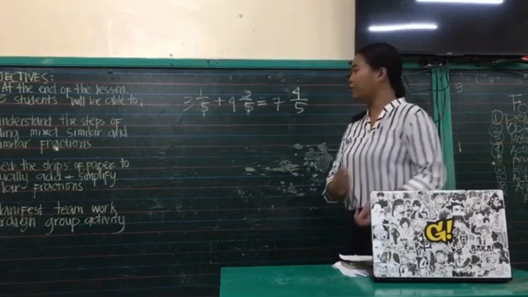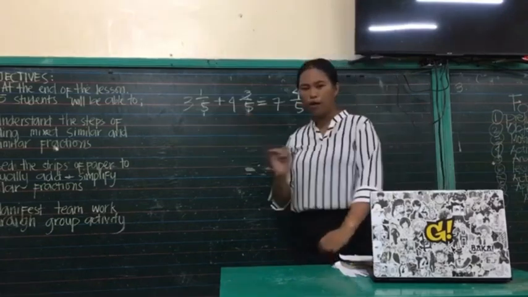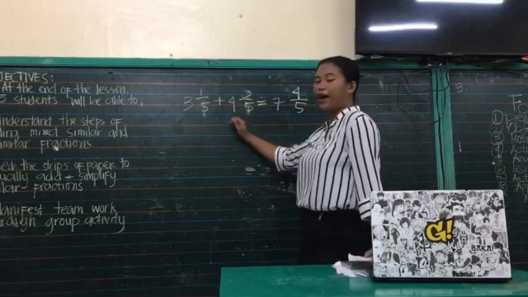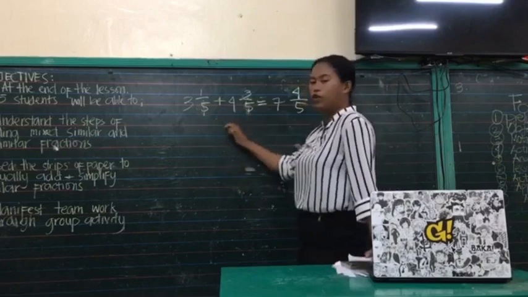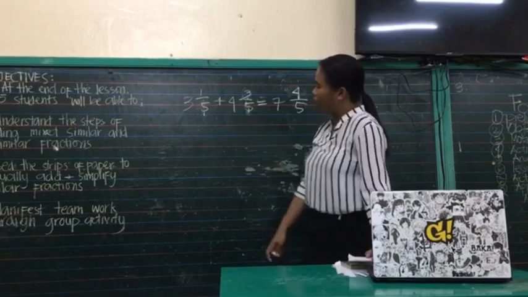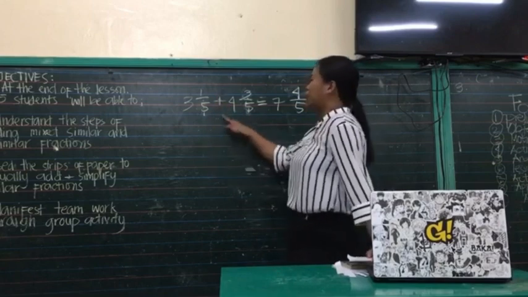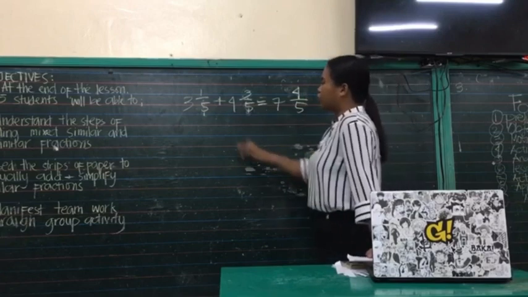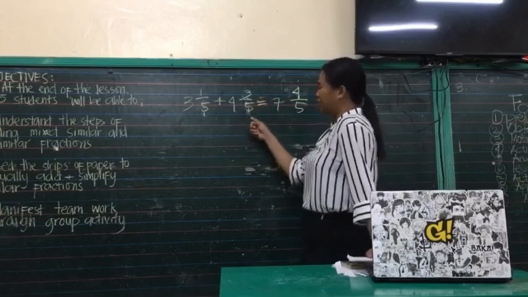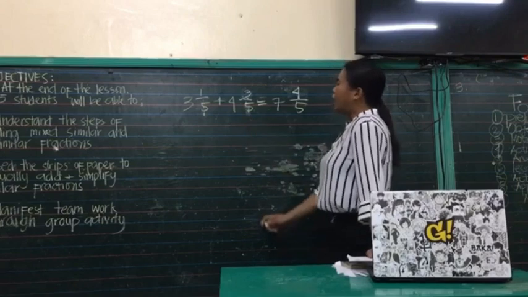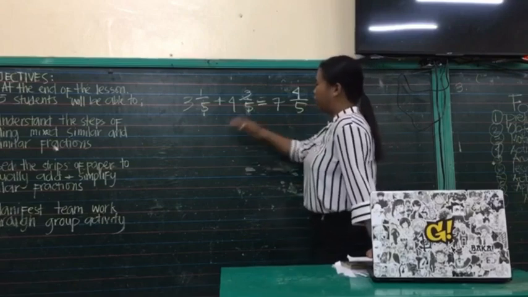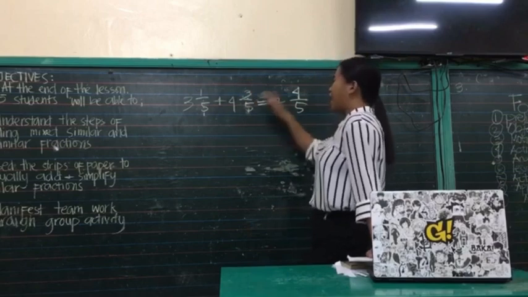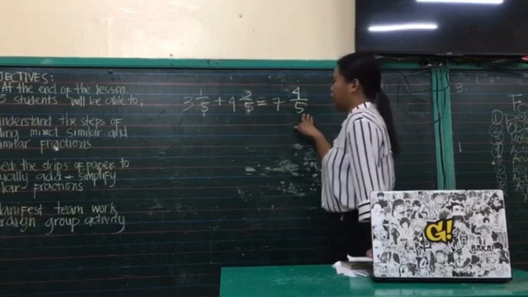So, ma'am, what if meron siyang whole number? So, walang magbabago kapag may whole number. Just simply add the whole numbers. So, we have 3 and 1/5 plus 4 and 3/5 equals 7 and 4/5. Similar fraction siya kasi same sila ng denominator. Let's just copy the denominator and simply add the numerators. So, 1 plus 3 equals 4, and copy the denominator which is 5.